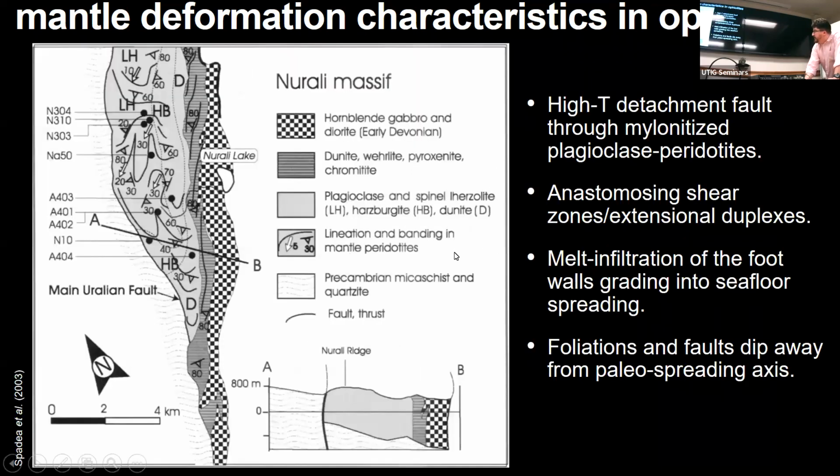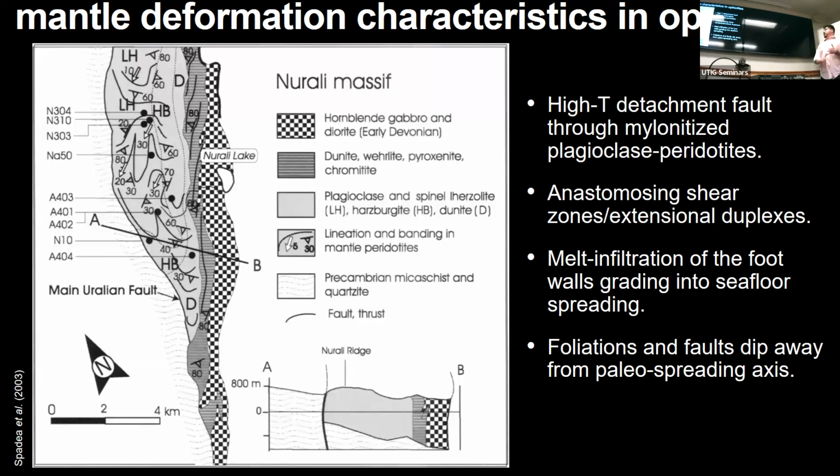And if we move outside the Tethys, ocean margins, we move to the Ural Ocean. Here's the Noril'sk Massif and the Ural Mountains. And while the high temperature shear zone is chopped off by the main Uralian fault right here, what you do have is highly deformed, mylonitized plagioclase peridotite with complex foliation that indicates anastomosing shear zones, grading into dunite and then gabbro. So your paleo spreading center would be over here. So this is the beginnings of oceanic crust. And foliation and faults in this proto-oceanic crust all dip away from the spreading axis.